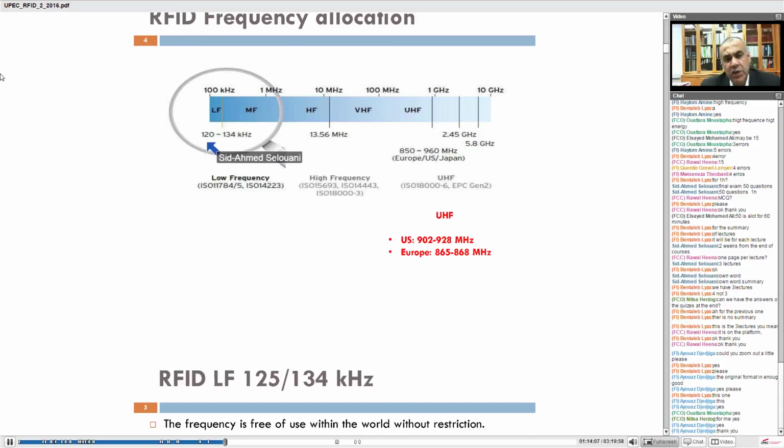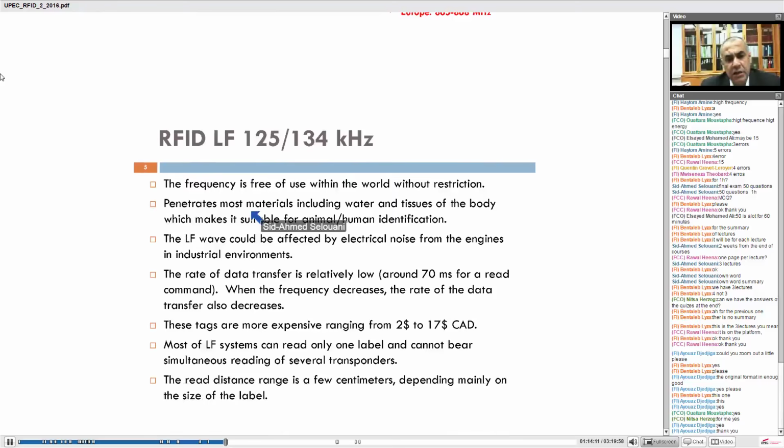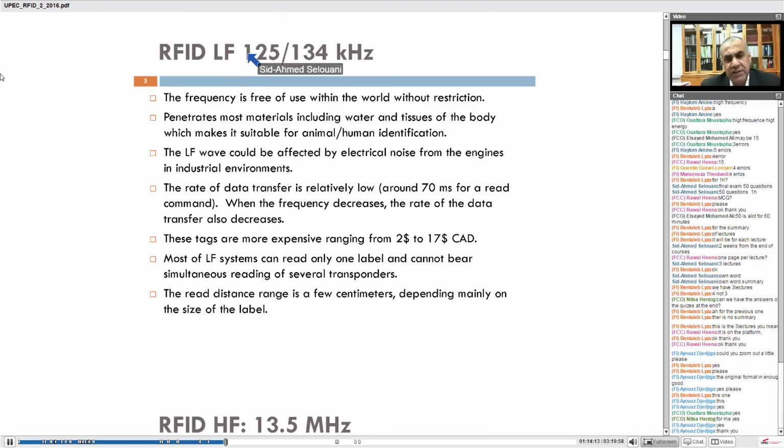Okay. So now let's begin with the low frequency RFID. The RFID working in 120 and 134. Okay, so the exact frequency is 125 and 134 kilohertz. Okay, this frequency is free.